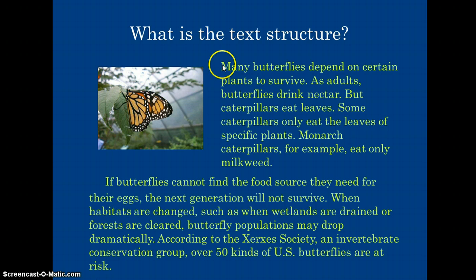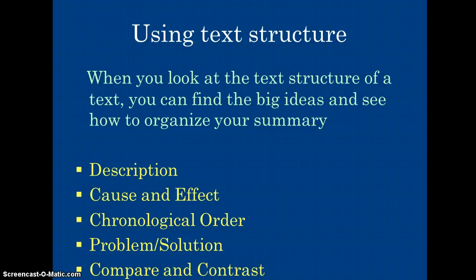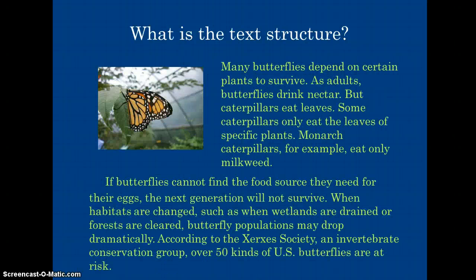We start off with the main idea of many butterflies depend on certain plants to survive. Then we go to if butterflies cannot find the food source they need for their eggs, the next generation will not survive. Can you figure out? Can you go back and look? If you need to, reverse or rewind the recording and try to figure out which one of these 5 is the type of organizational order for this article.